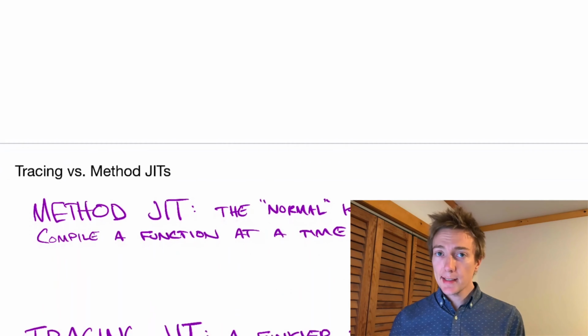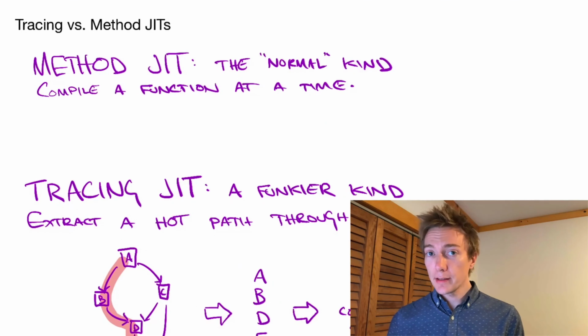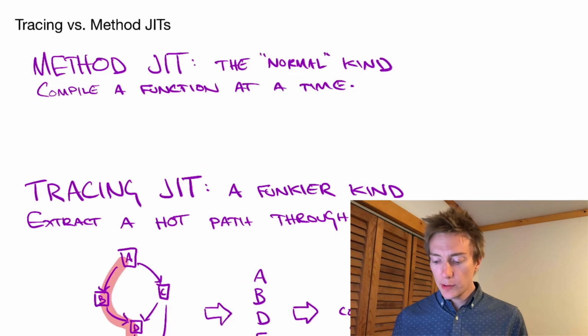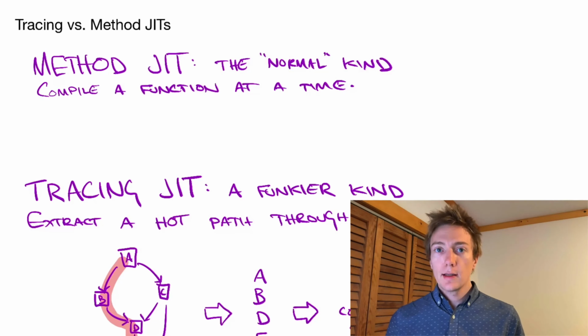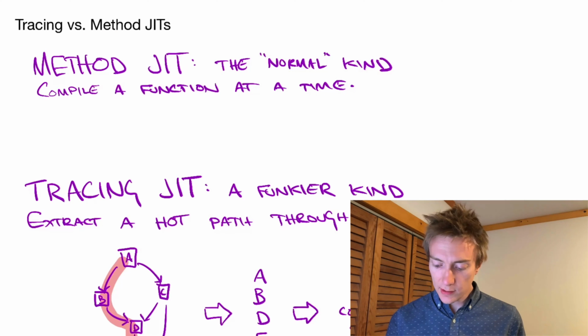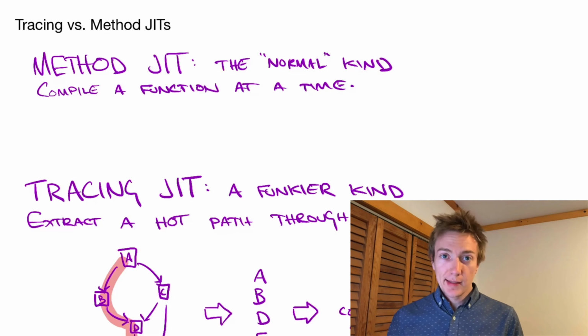So we've now seen the basic ingredients that go into any JIT compiler, and I want to now show you a distinction between 2 very different philosophies for how to build a JIT. They are called method JITs and tracing JITs. Method JITs are kind of the normal thing that I think is what you would guess you would build based on the description I've given you so far.